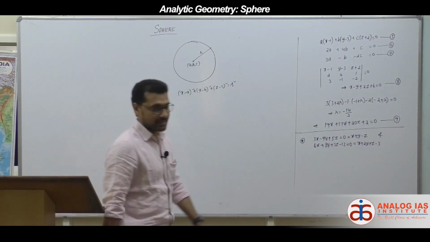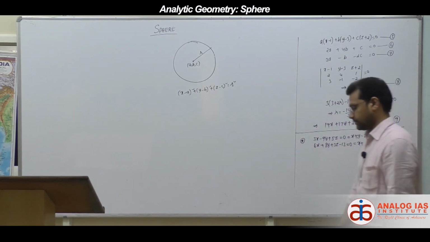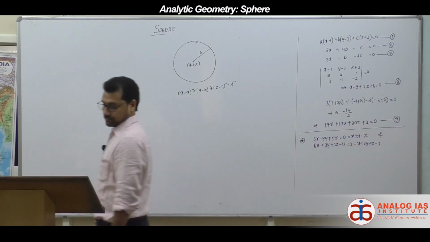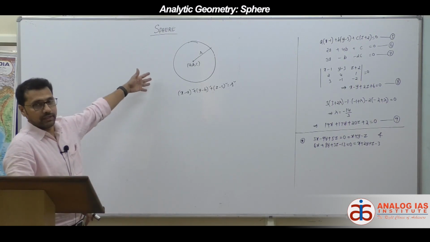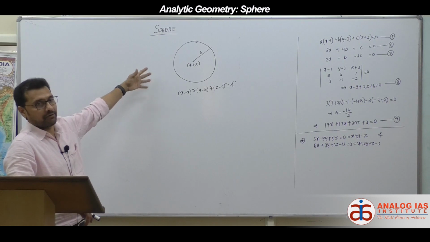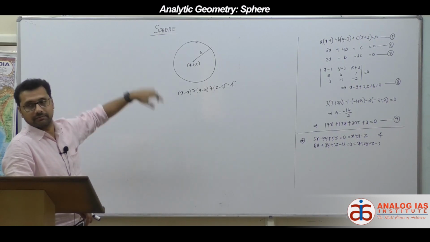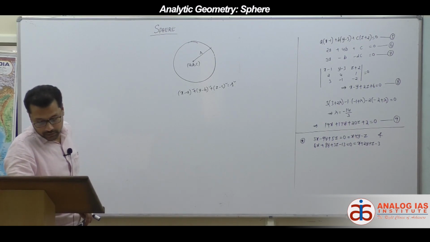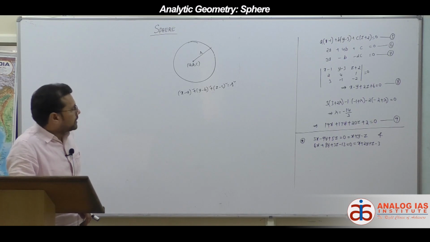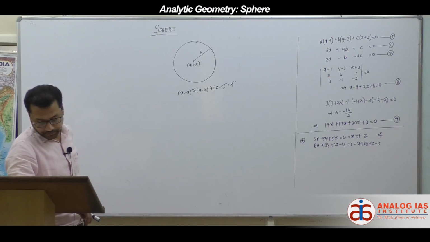First one, central form. Take this one. This is called central form. Central form is the equation of a sphere based on the center: (x minus a) whole square plus (y minus b) whole square plus (z minus c) whole square equal to r square. If the center is the origin, x square plus y square plus z square equal to r square.